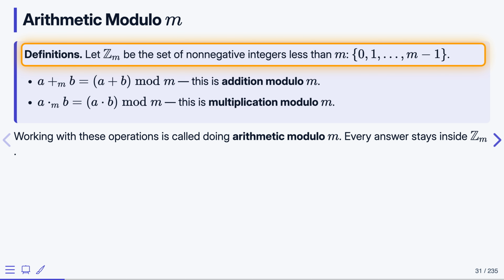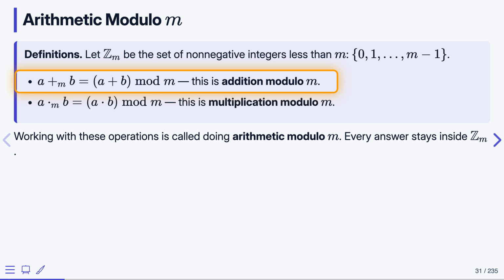Let's give this arithmetic a name. Z sub m is the set of whole numbers from 0 up to m minus 1. So for 11, the set is 0 through 10. Addition mod m: add the two numbers the normal way, then take mod m.